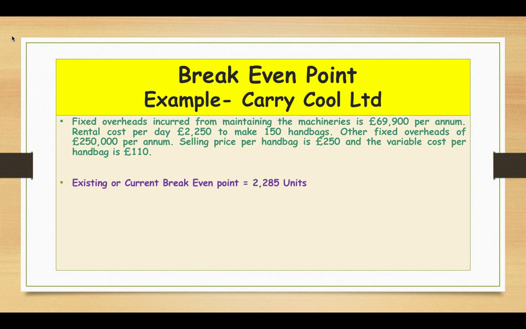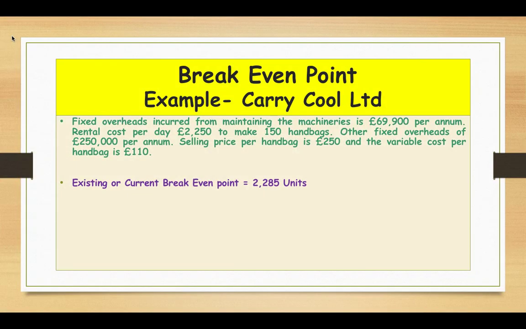Now we'll calculate the existing or current break-even point in units. We know the formula, which is the total fixed cost, that is 250,000 plus the 69,900, which is equal to 319,900, divided by the contribution per unit, which is the selling price of 250, take away the variable cost of 110, so that is 140 pounds per unit. That is the contribution per unit.